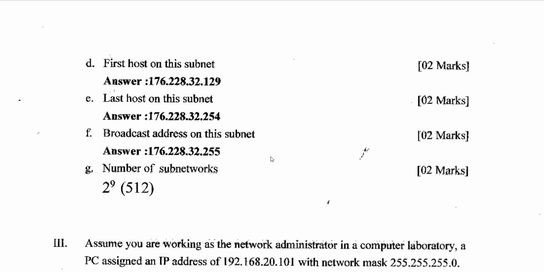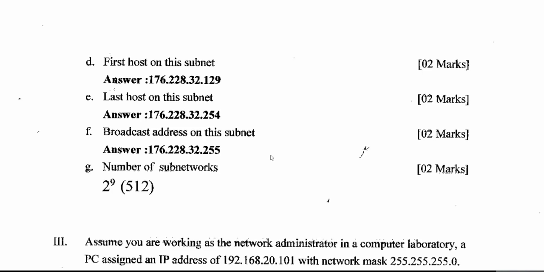Part B, first host on this subnet. The network address is 176.228.32.128. Therefore, we have to add another one to that to have the first host. So the first host will be 176.228.32.129, and the last host means for the broadcast address we take all ones for hosts. Therefore, if we reduce 1 from that, we get 176.228.32.254.